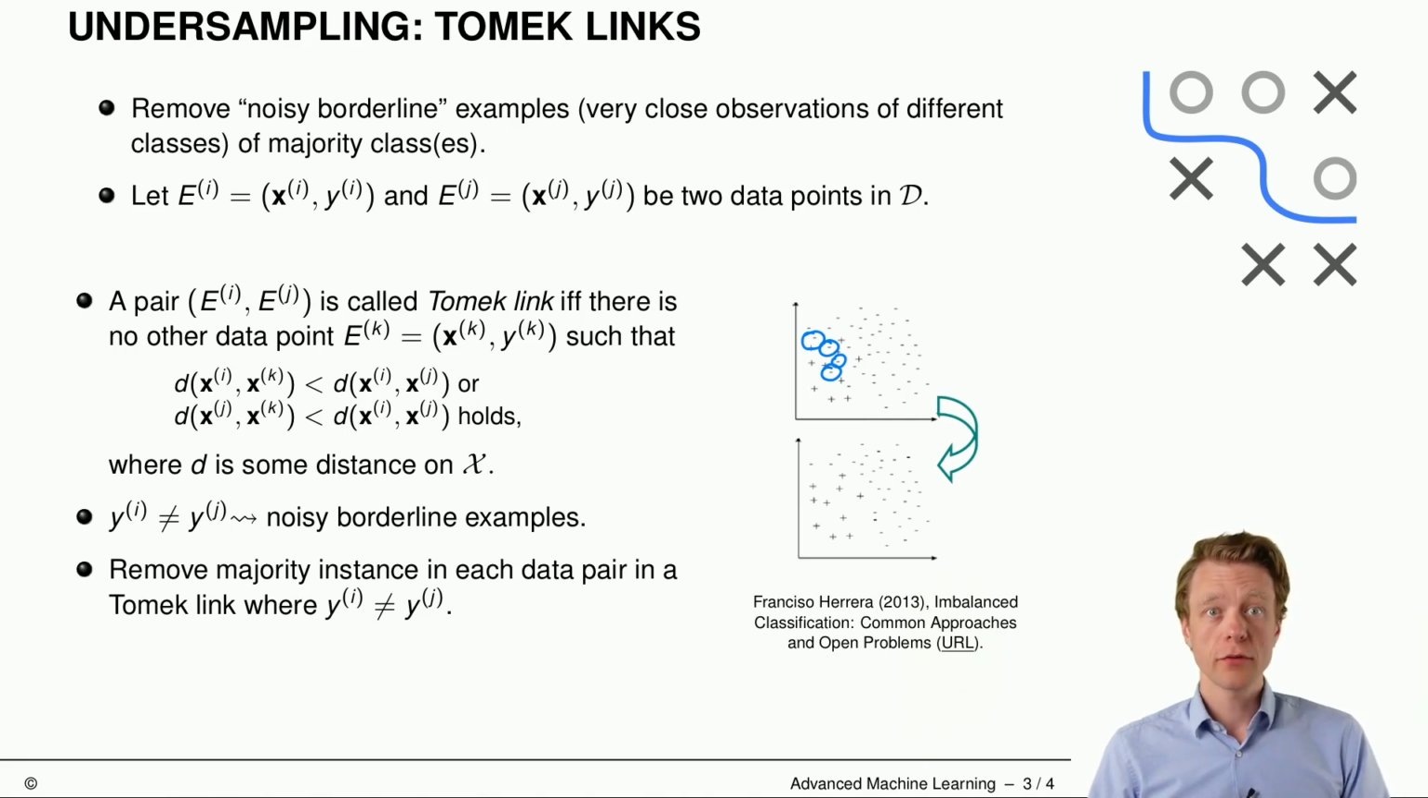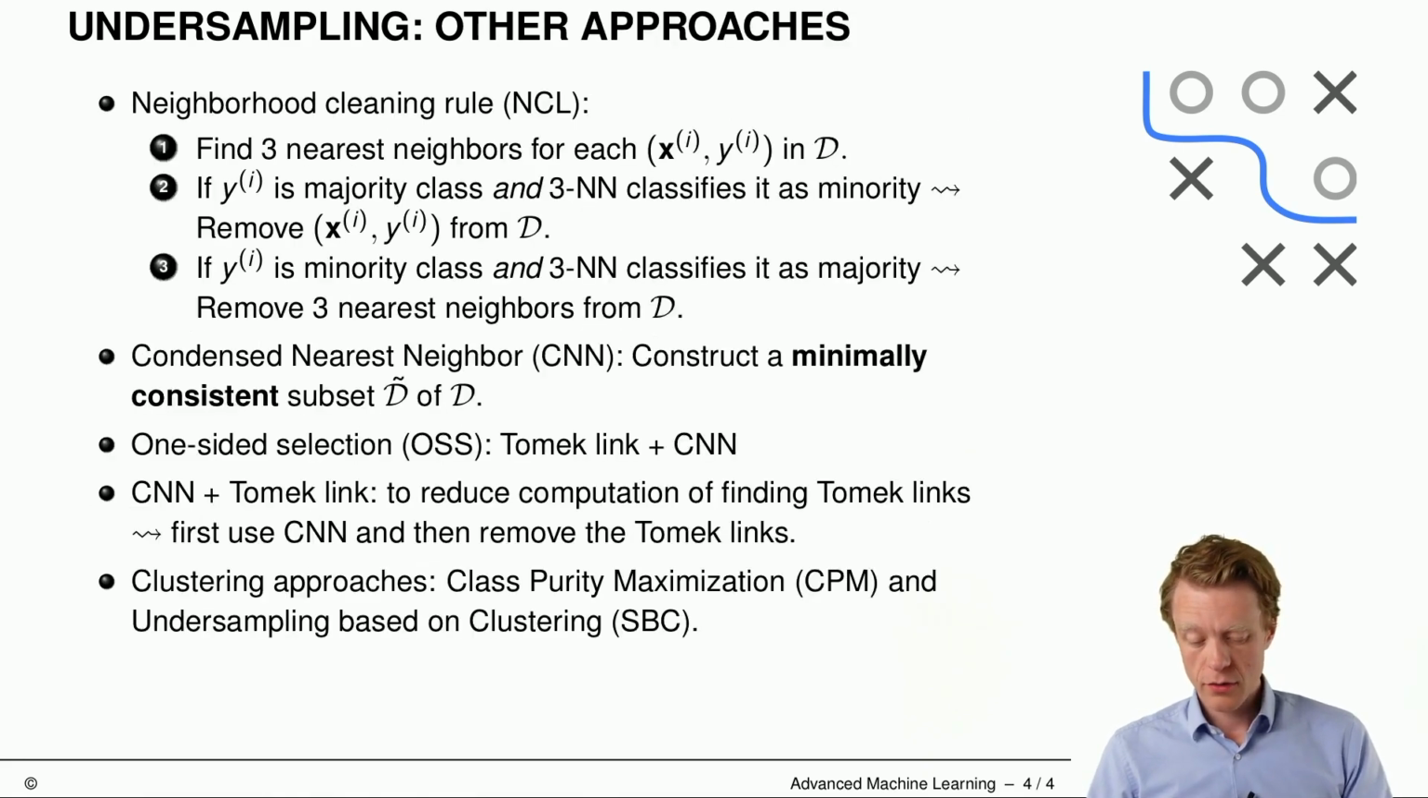Okay, so far for Tomek links. There is a bunch of different undersampling techniques. Generally, undersampling perhaps isn't performing as well as oversampling, but it's of course good in the sense of computation time, because if you reduce your data set, with a smaller data set you're faster. So these undersampling techniques have their value. And some other undersampling techniques are on this slide here. The first one is the neighborhood cleaning rule.